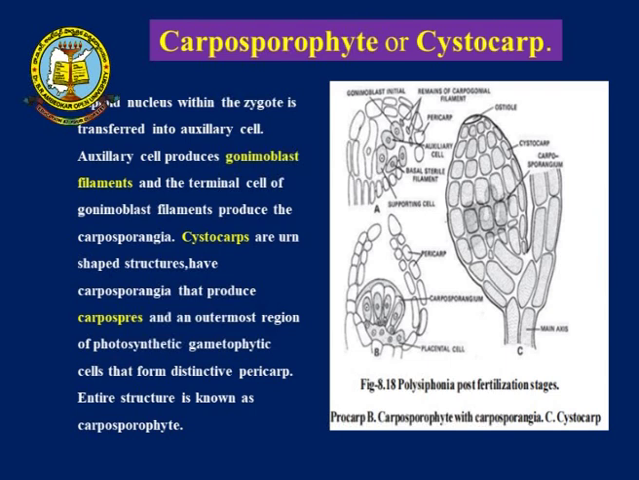This stage is called the carposporophyte stage, a diploid carposporophyte stage. After formation, the carpospores inside the carposporangium are diploid. After these carpospores mature, they are released out, and then enter the next generation, that is the third one, the tetrasporophyte stage. The tetrasporophyte stage is also diploid.